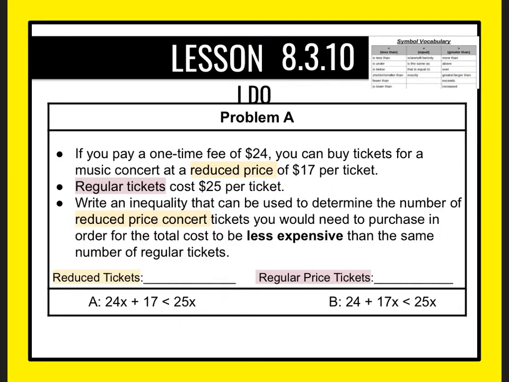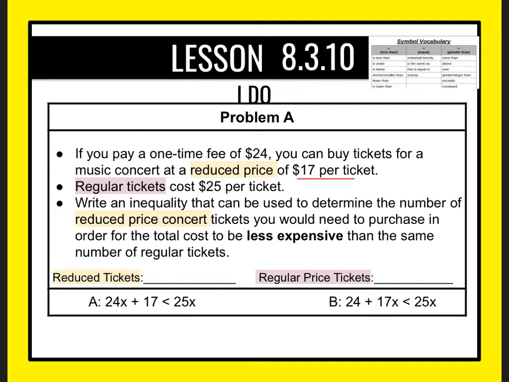Okay, so let's go ahead and take a look at first this problem. If you pay a one-time fee of $24, you can buy tickets for a music concert at a reduced rate of $17 per ticket. Okay, so that's if you pay that one-time fee. That's for our reduced tickets. Regular tickets are just costing $25 per ticket.